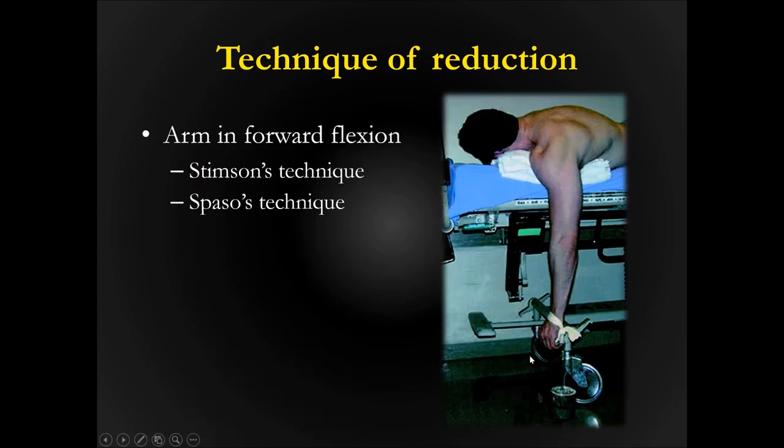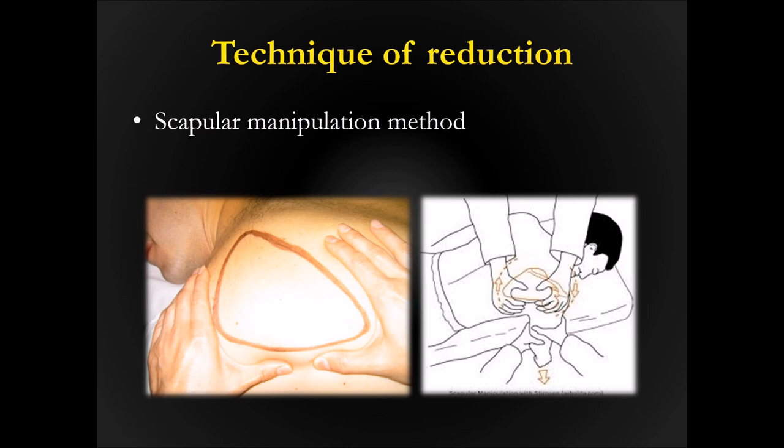And this is the same as Stimson, right? The same name, Stimson. For the hip, they put the patient on the edge of the table and pull down. For the shoulder, it's the same, putting down like this. Stimson. Scapular manipulation technique.